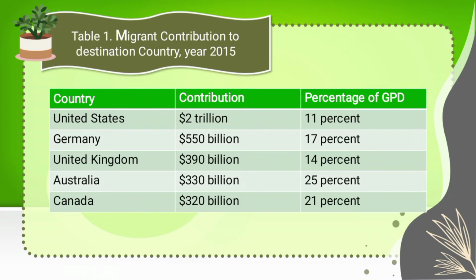Then finally, we have Canada, which among the 5 destination countries in the table has the least recorded contribution by migrants, which is $320 billion. But we should also take note that since Canada is the least in recorded contribution by migrants, it has the highest percentage of GDP that migrants have contributed. So in Canada, almost 21% of Canada's GDP is the percentage of what the migrants are actually contributing to the country.